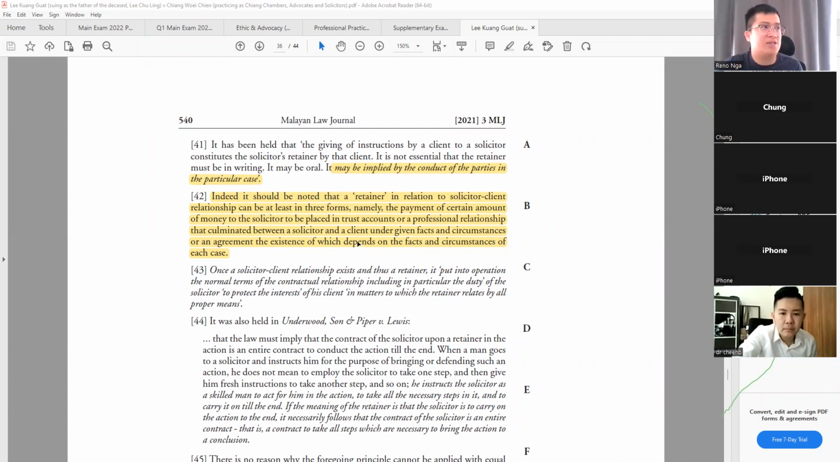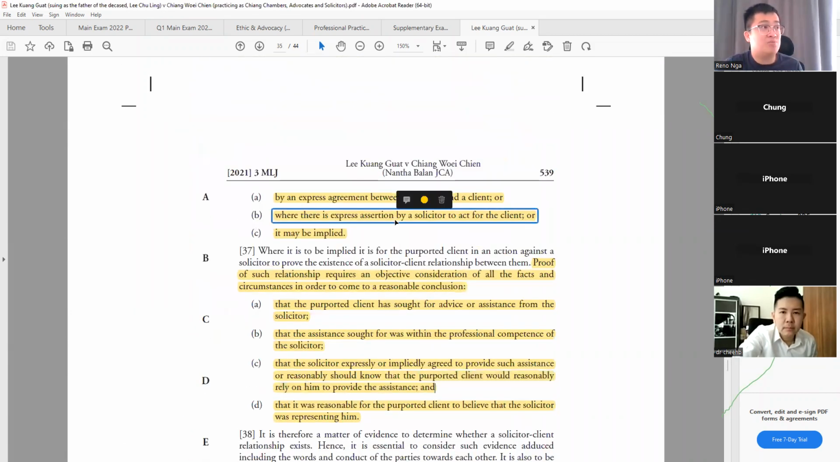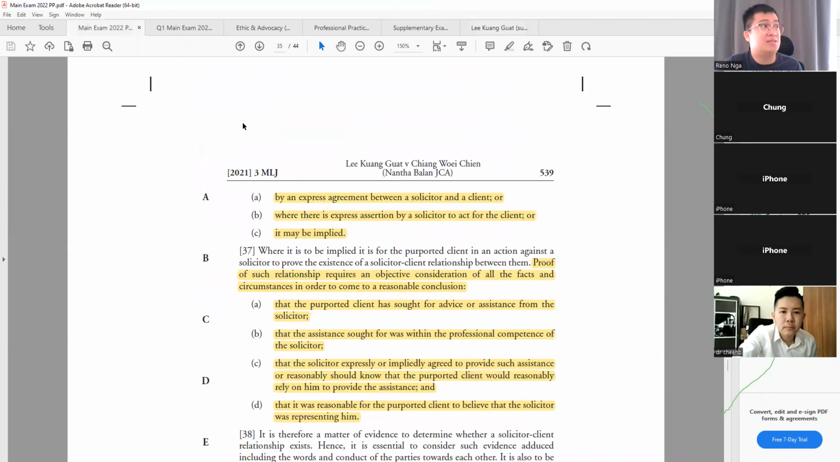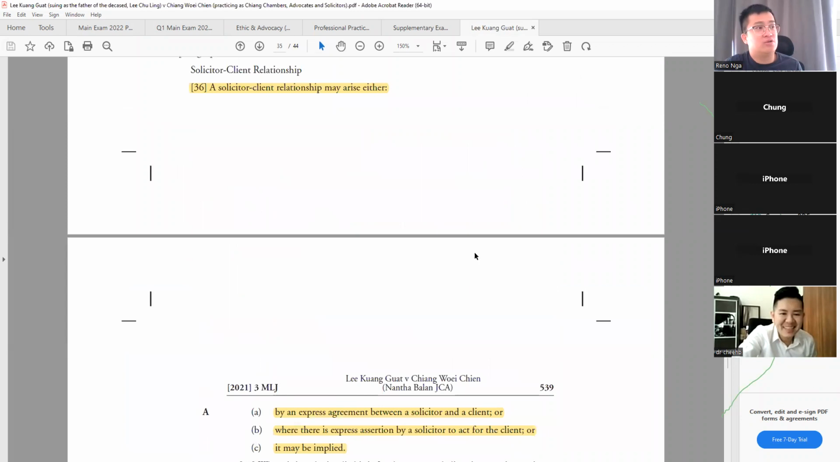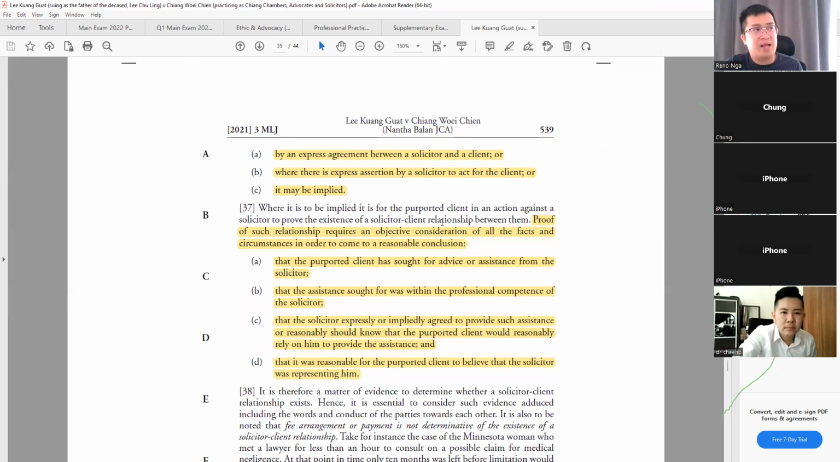Honestly, I also don't quite understand, but I will share this whole case in the group. But basically, if you ask me, to prolong your sentence, because it's 10 marks, you need to write the general position, the general law first. The general law is we can have express, we can have implied, we can also have express assertion. Then only you say in implied how the court will come to the conclusion whether there is an implied retainer or not. So these are the factors the court will consider.